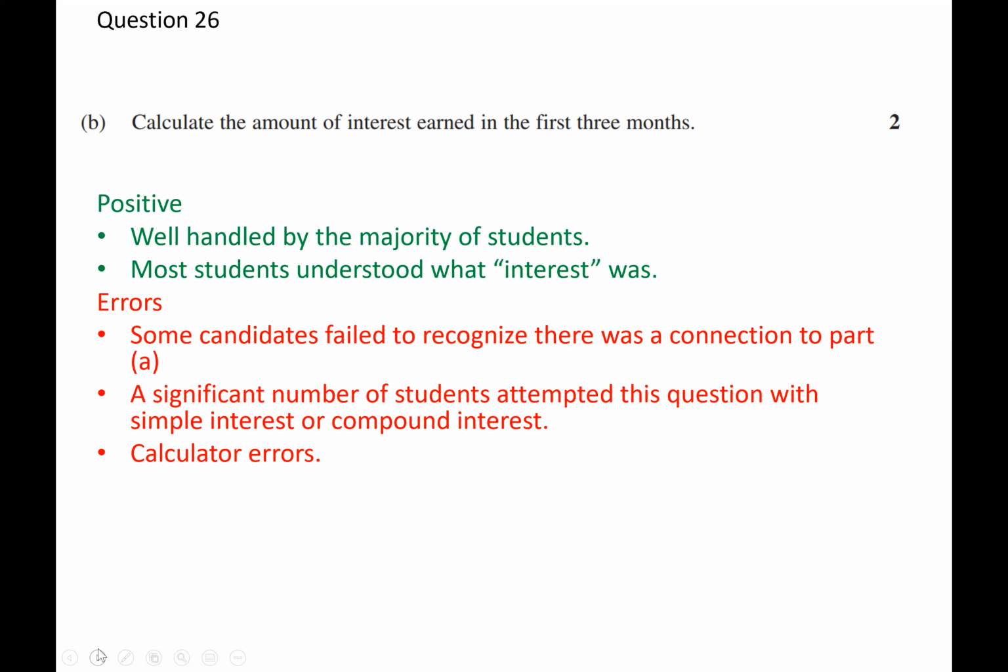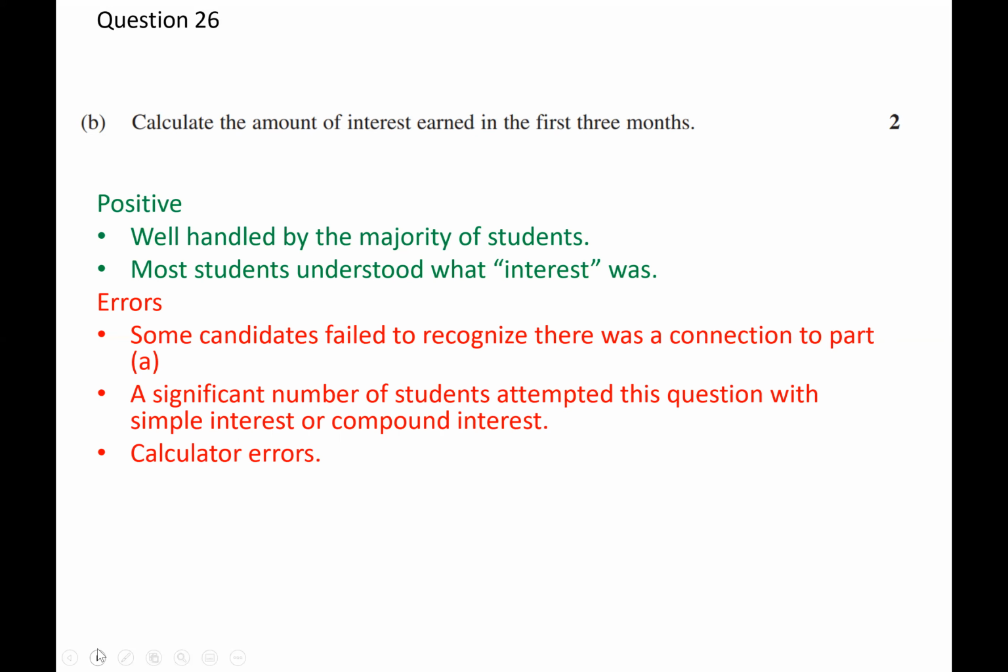Some candidates, though, failed to recognise there was a connection with part A. So they thought this was a whole brand new question and they didn't take their previous answer from part A. They tried to invent a new question. Those students who tried to invent a new question here in part B often went down a simple interest or a compound interest path, which of course is not how you do this question. So that led to some major problems in the advanced course, particularly with compound interest. There was a fair percentage of kids who started this as a compound interest question and just didn't come up with the right answer.